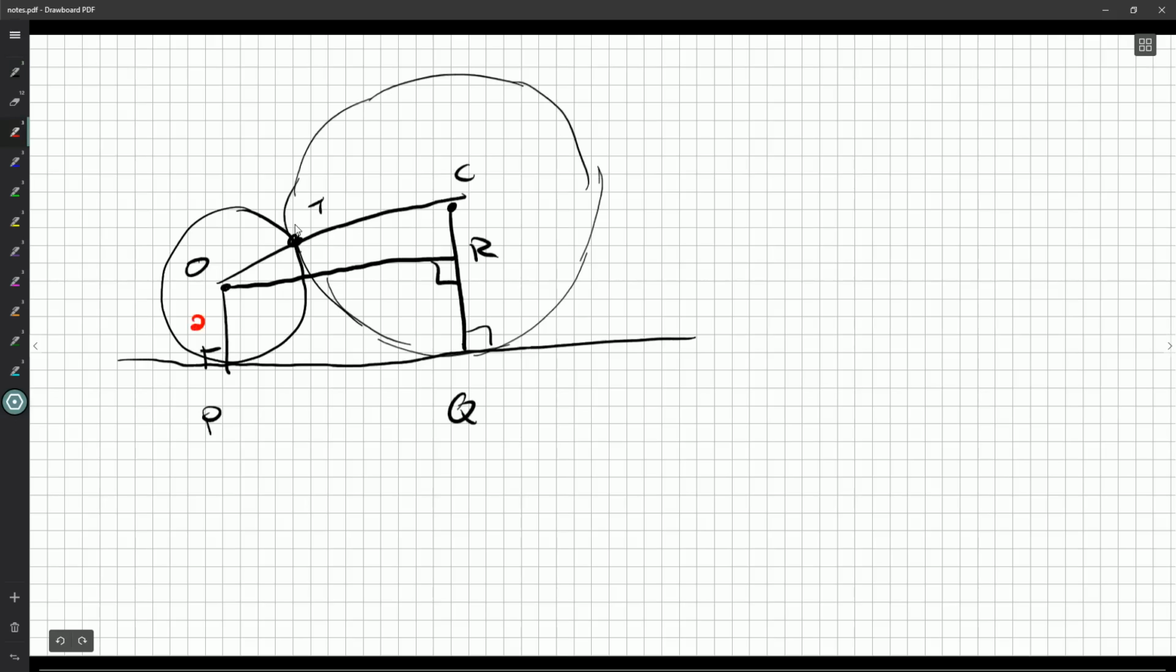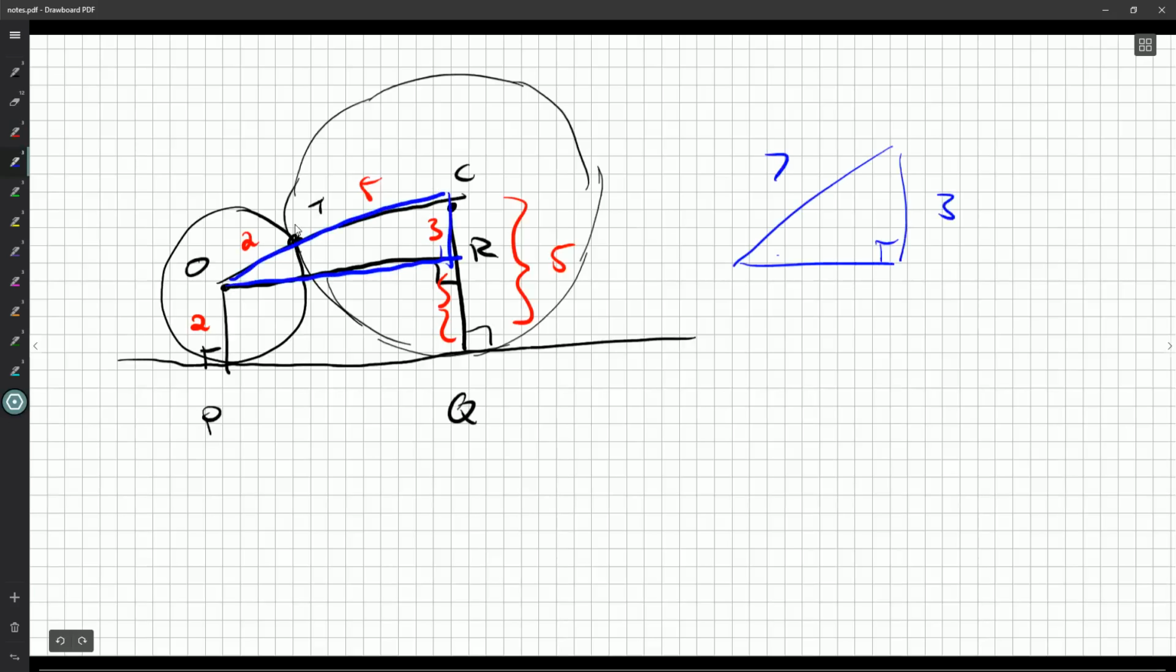Now, we have a radius of 2 here and a radius of 2 here, 5 here, and CQ is also 5. And so if I subtract off this 2, because rectangles are parallelograms, so opposite sides are the same length, we would be left with a 3 up here. So what we've really got, if I highlight it in blue, is a nice little right-angled triangle with 3 and 7 there. And OR, because OPQR is a rectangle, is the same as PQ. So it's just going to be this other side here.